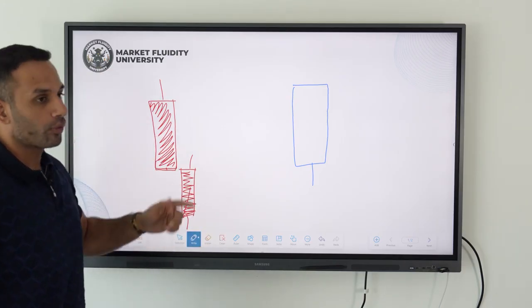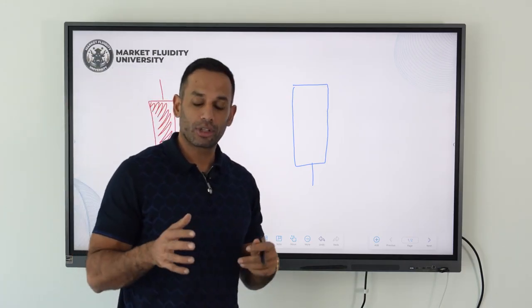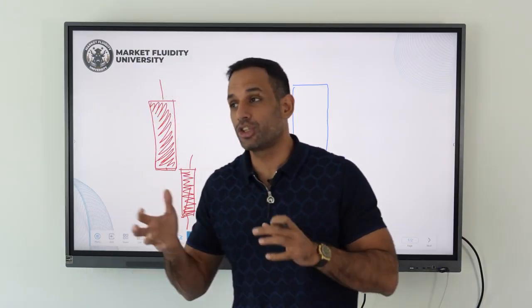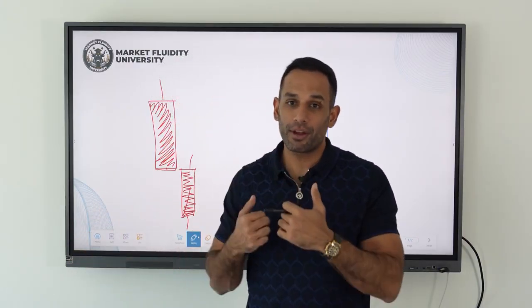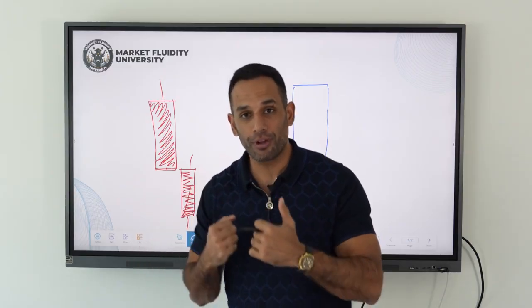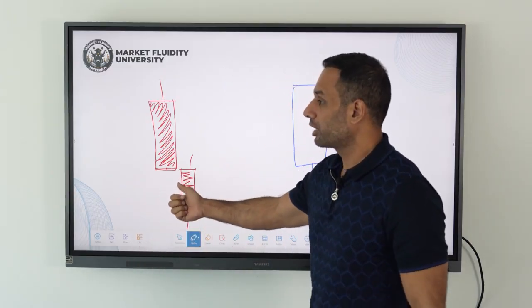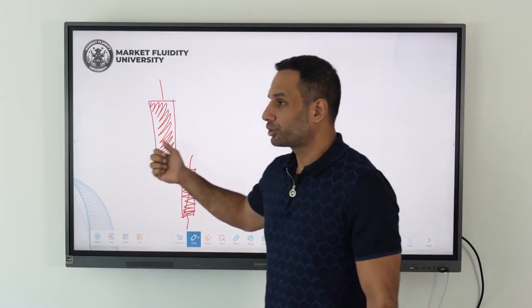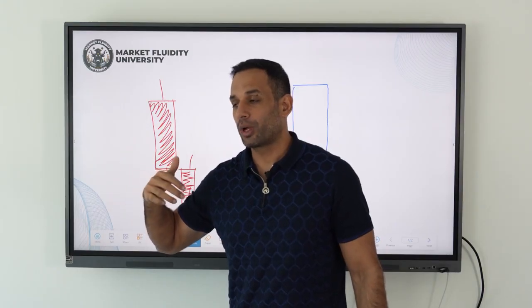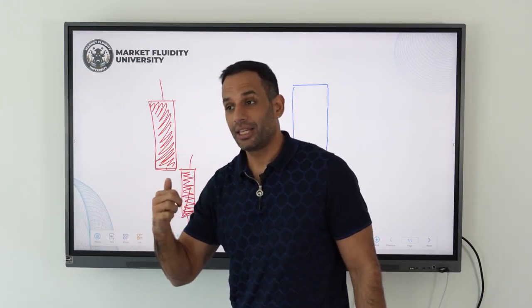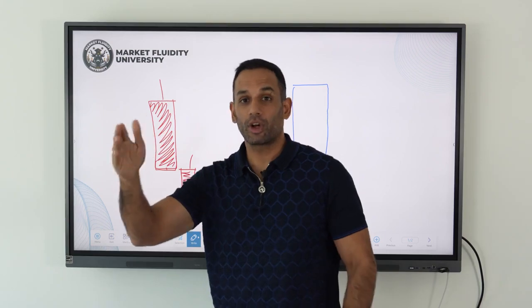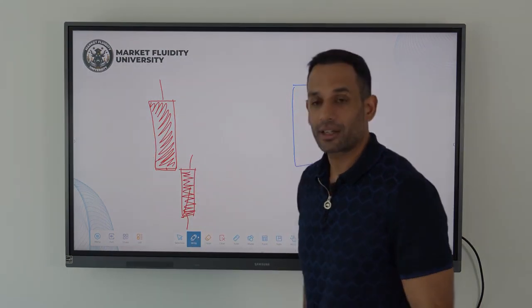But we're going to go over a module where you can actually skew the probability in your favor whenever you have a candle closing with no wick. So we're going to move into when price is trending and the wick is not present on the opposite side. So let's take a look at that.